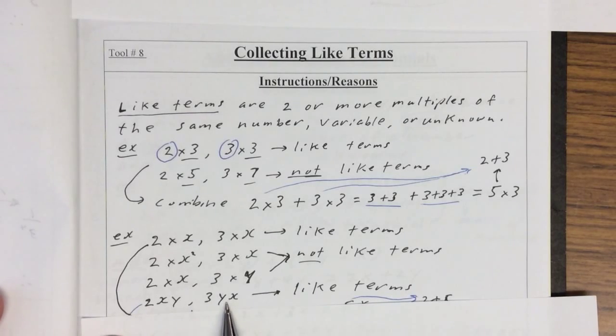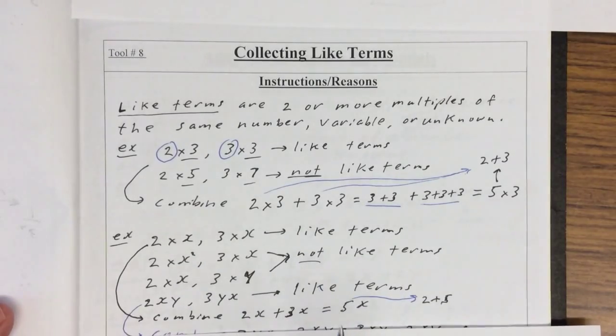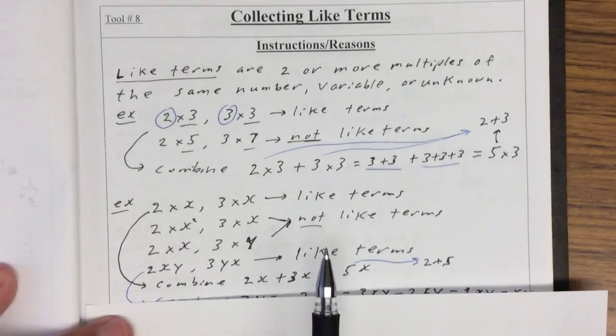2xy and 3yx, those are like terms. Because x times y is the same as y times x. It's like saying 5 times 7 is the same as 7 times 5. They're the same thing. So we can write them in either way. Those are like terms. These are not. This is x squared, means x groups of x. This is x, just means x. Okay? So they are not alike. There's some similarities, but they're not like terms.